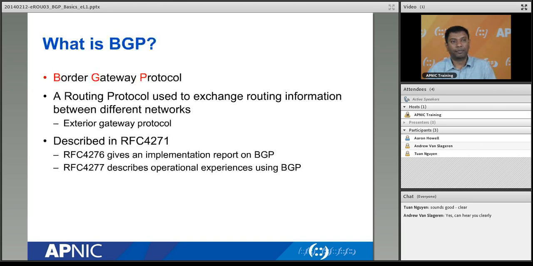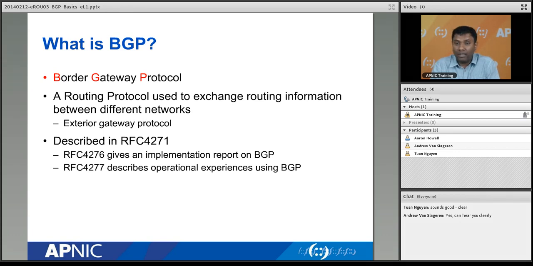Okay, what is BGP? As I said, BGP stands for Border Gateway Protocol. So what is Border Gateway Protocol? If you look at the routing protocols that we use to do routing for IP networks, especially service provider networks, normally we have two classes of routing protocol. One is IGP, the interior gateway class. The other one is EGP, the exterior gateway class.